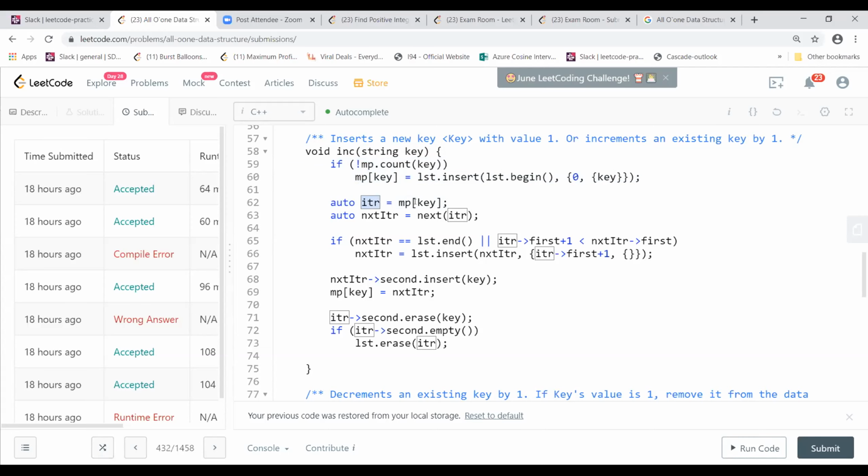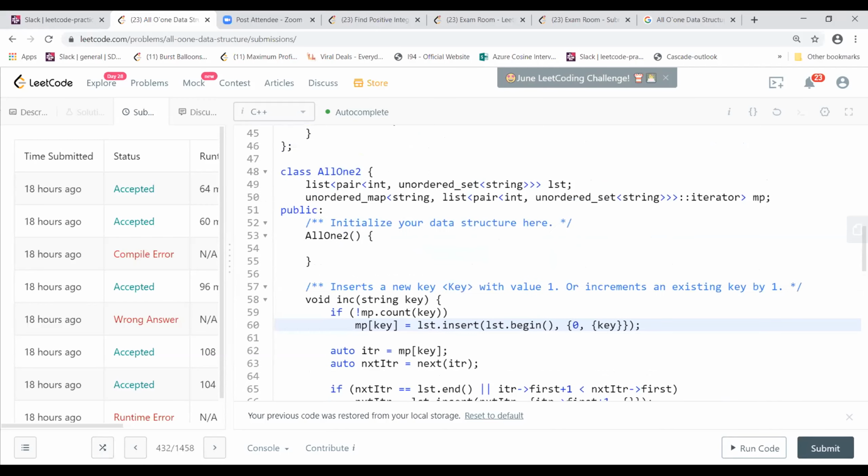I have one question there. Line number 60, when you are inserting in the list, does it return an iterator, a list iterator? Yes. I think it returns a list iterator. Okay, you are returning, give me a second. So the key was not found in the map. What is the relation between the map and the list is not clear to me. Okay, see, here it is.